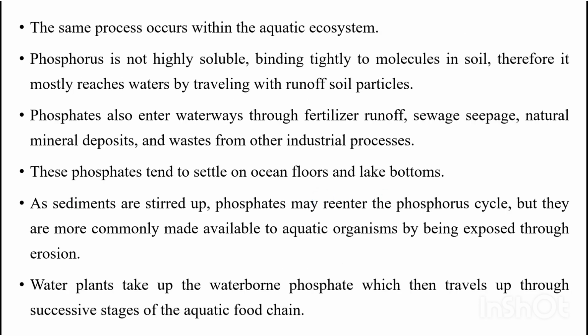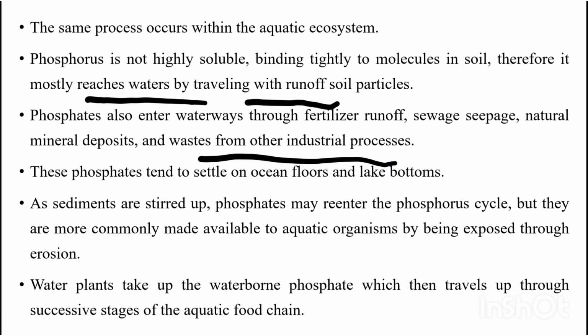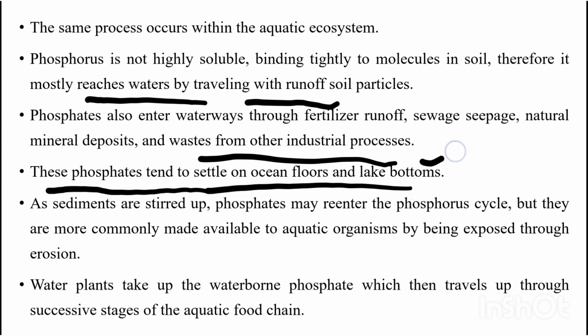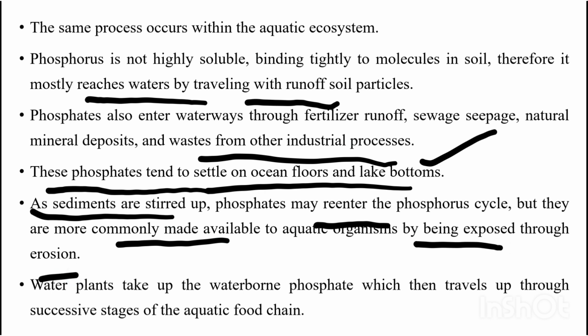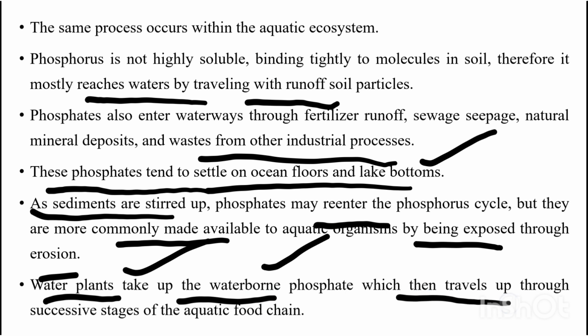The same process occurs within aquatic ecosystems. Phosphorus is not highly soluble and binds tightly to molecules of soil. Therefore, it mostly reaches water by traveling with runoff soil particles. Phosphates also enter waterways through fertilizer runoff, sewage seepage, natural mineral deposits and waste from industrial processes. These phosphates tend to settle on the ocean floor and lake bottoms. As sediments are stirred up, phosphates may re-enter the phosphorus cycle, but they are more commonly made available to aquatic organisms by being exposed through erosion. Water plants take up waterborne phosphate, which then travels up through successive stages in the aquatic food chain. So this is the overall phosphorus cycle.